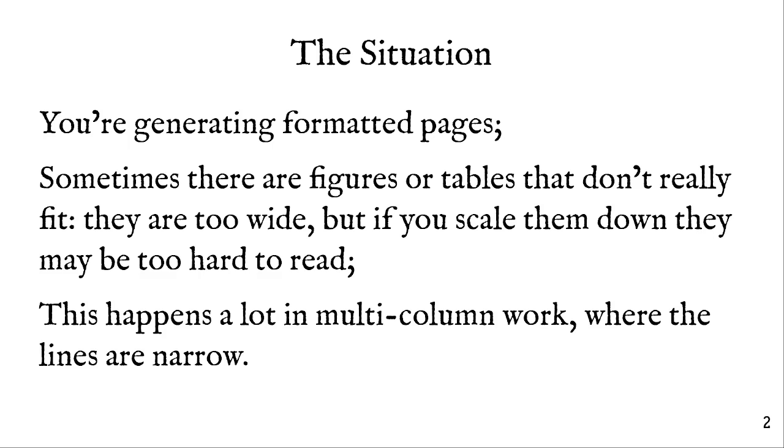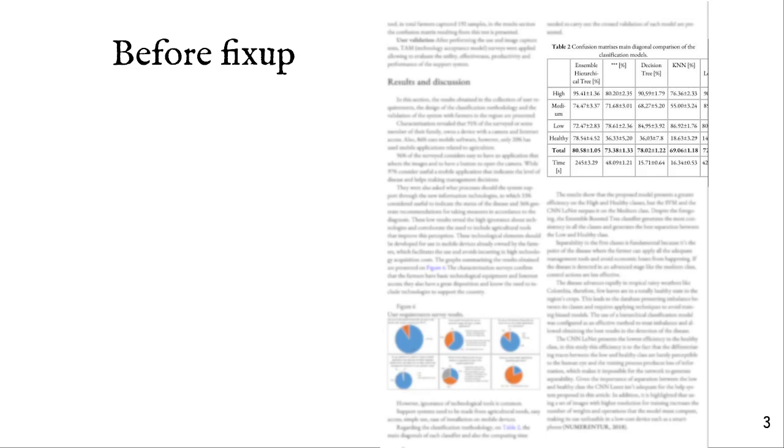So you're generating formatted pages. Sometimes there's figures or tables that don't really fit. They're too wide, but if you scale them down, they may be too hard to read. Now this happens a lot in multi-column work, for example journal publishing, where the lines are narrow, as you've got 2 columns on a page, 3 columns on a page. So you tend to get things like this, where the table doesn't quite fit on the page.